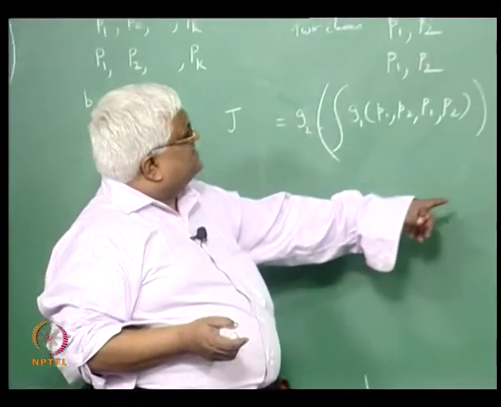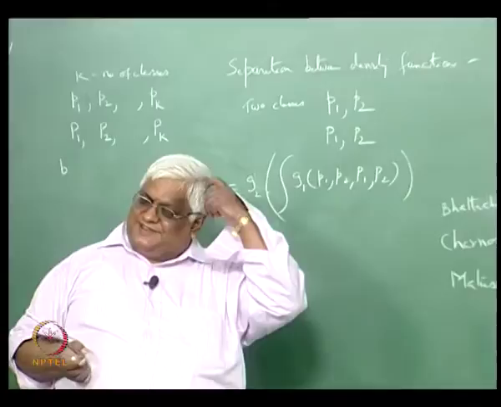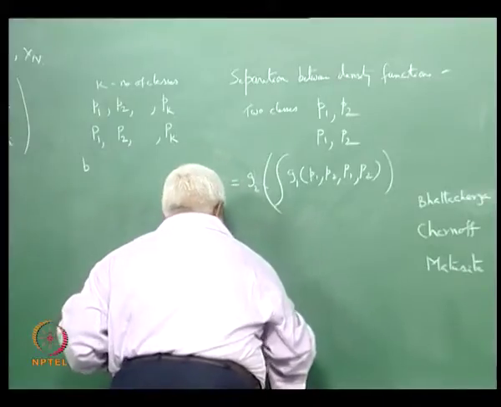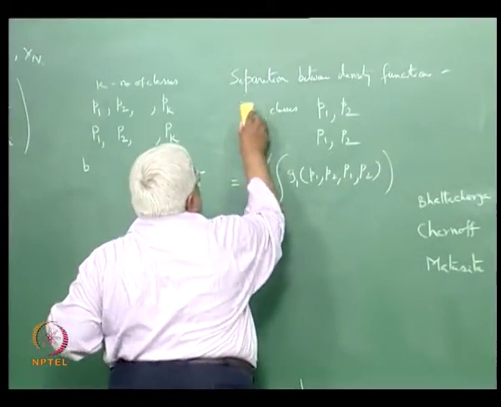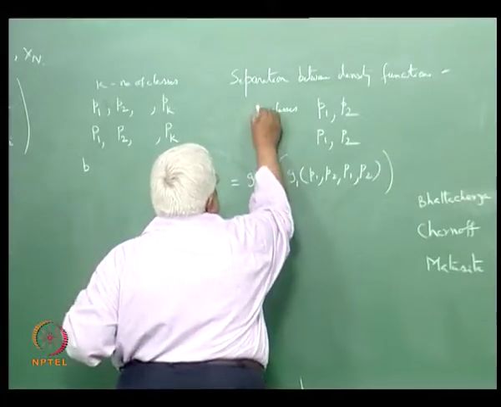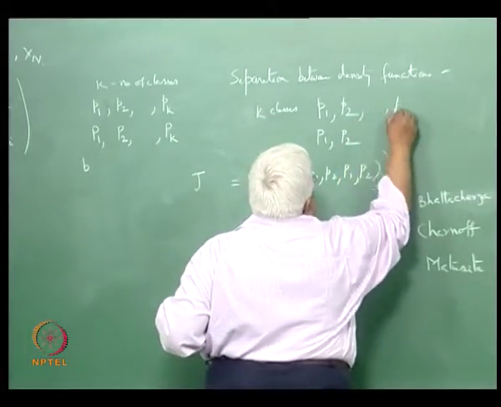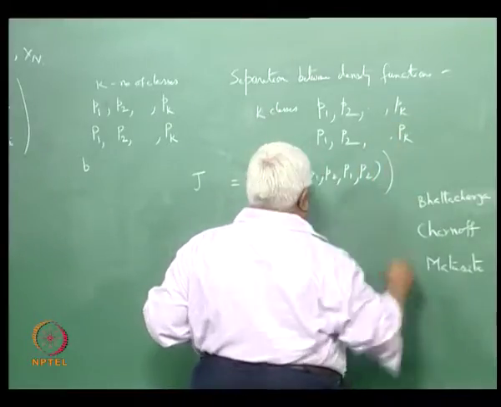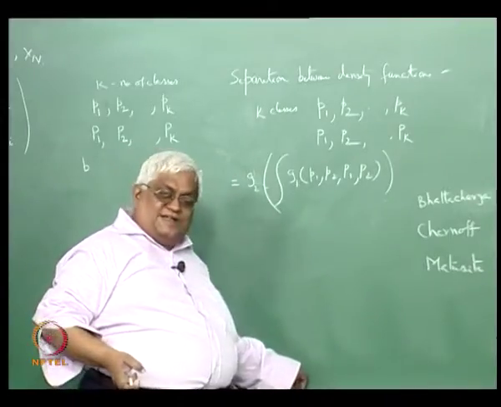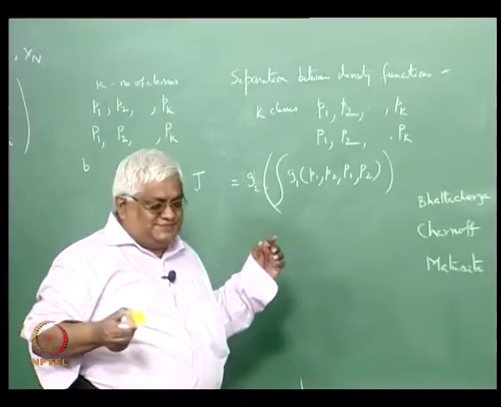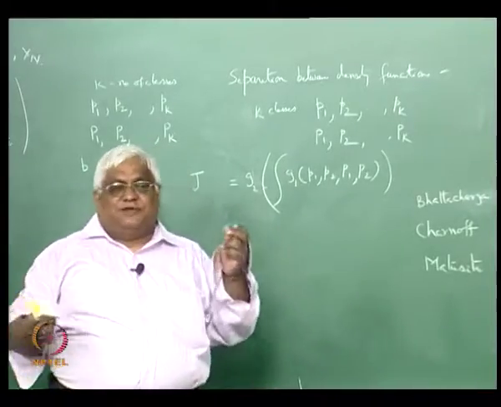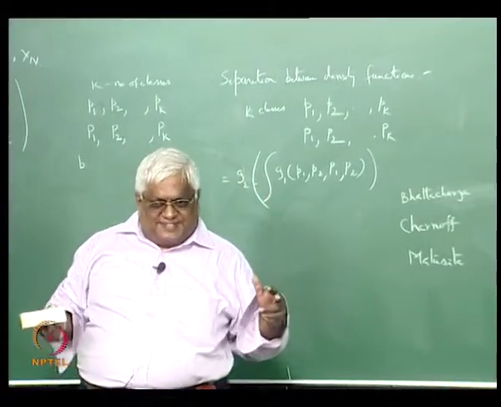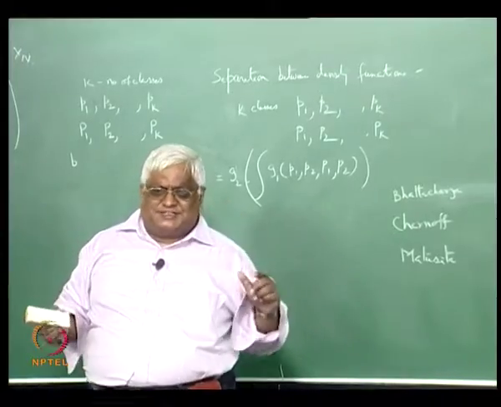Now, note that in these cases I assumed that you have two classes, but supposing you have k number of classes instead of two classes, that means p 1, p 2, p k, and here you have capital P 1, capital P 2, capital P k. Now, how are you going to get the separation between k such density functions?